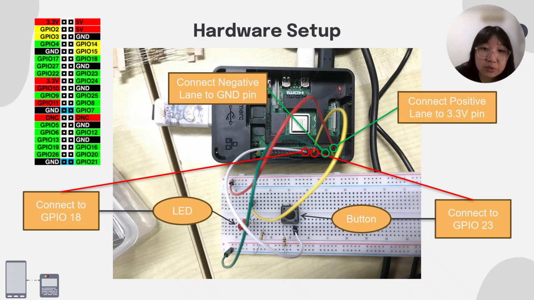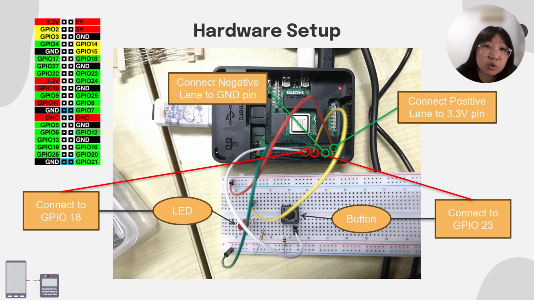So this is the hardware setup. The button is connected to GPIO pin 23, and the LED is connected to GPIO pin 18. The negative side of the circuit is connected to ground, which is the GND pin, and the positive side is connected to the 3.3 volt pin.